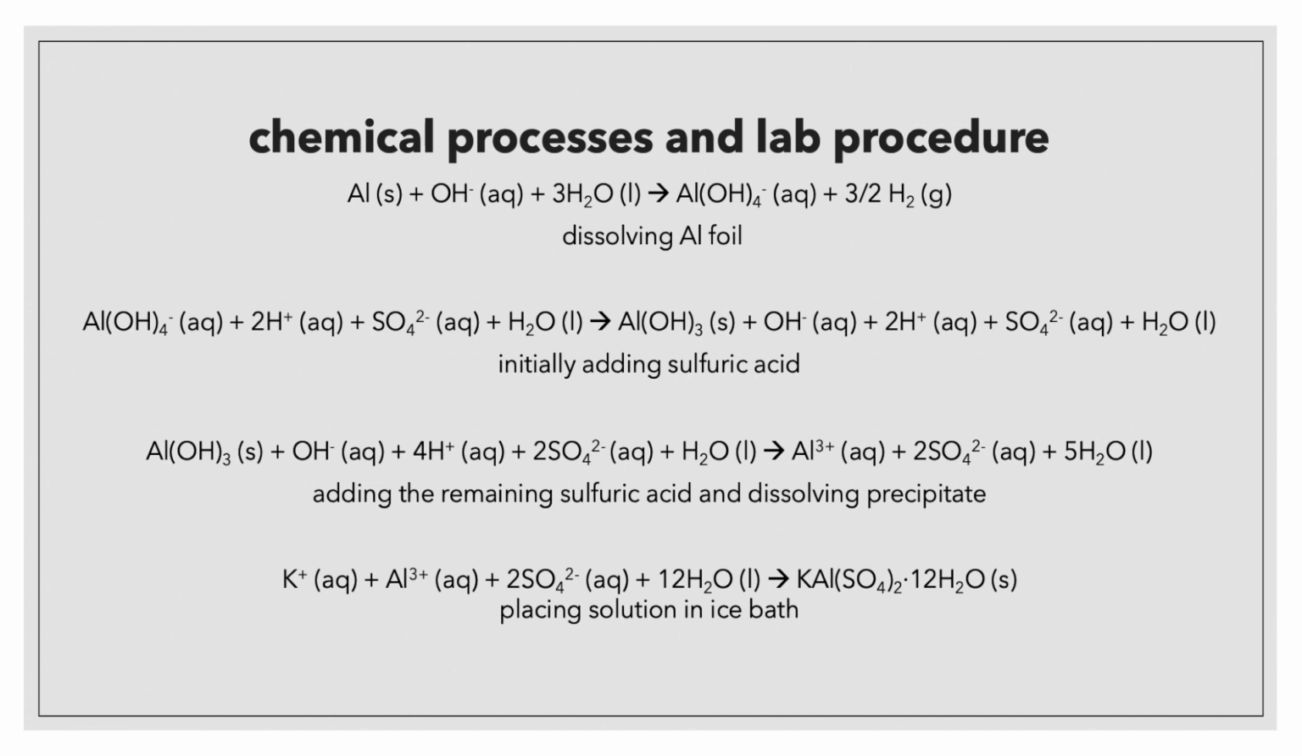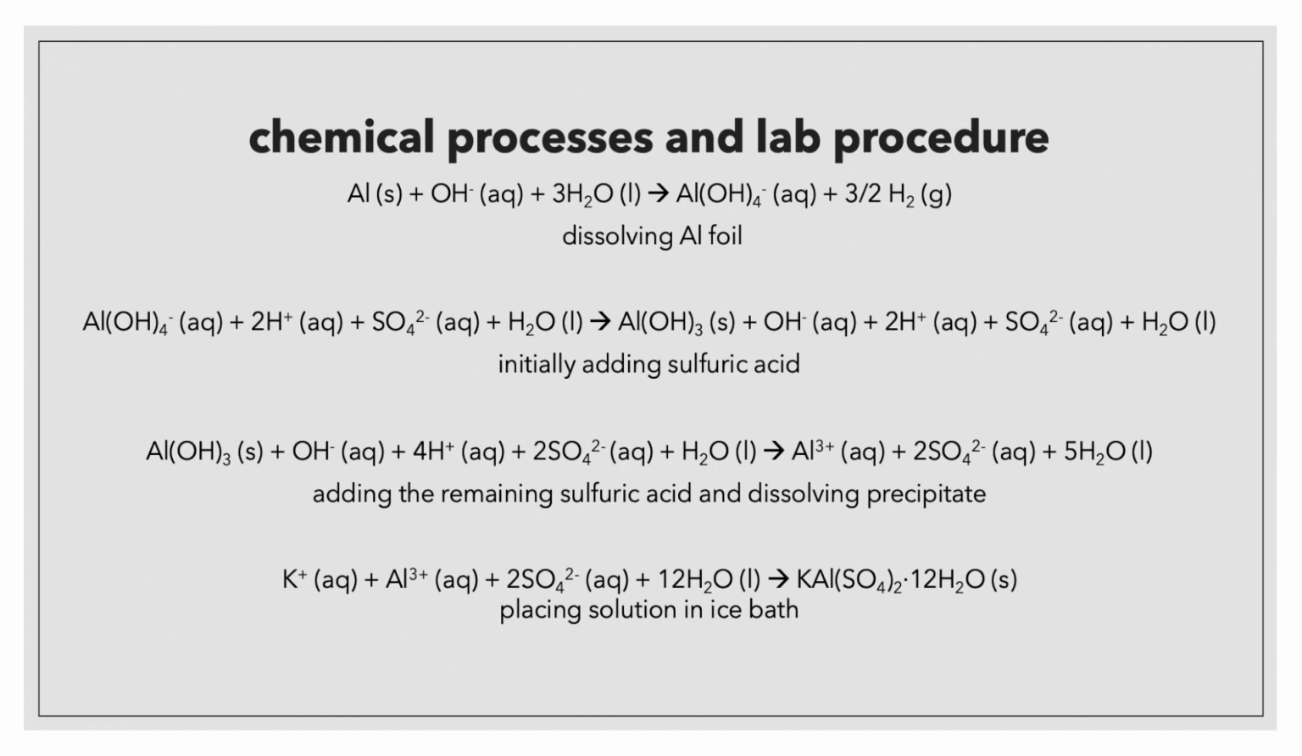Once the aluminum completely dissolves, the highly concentrated sulfuric acid is added, and the previously aqueous aluminum hydroxide compound has a single hydroxide ion removed from it, and this results in the fallout of a precipitate. After the remaining sulfuric acid is added and the solution is heated and constantly stirred, the aluminum hydroxide precipitate slowly dissolves back into the solution. This stage is essential because now the aluminum is available as an aqueous ion.